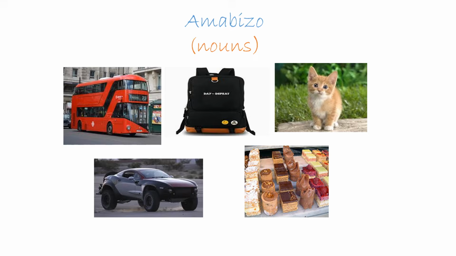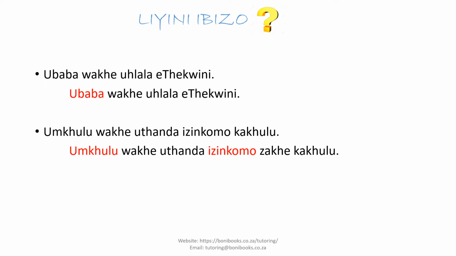Okay, let's continue and see what is a noun. What do we mean by a noun? I'm sure we're all familiar with the common definition of a noun from English, which says a noun is a name of anything concrete or abstract. It's still the same here in IsiZulu. That is what a noun is. But again, I just want us to look at these sentences first so that we can understand clearly how we see a noun in a sentence.